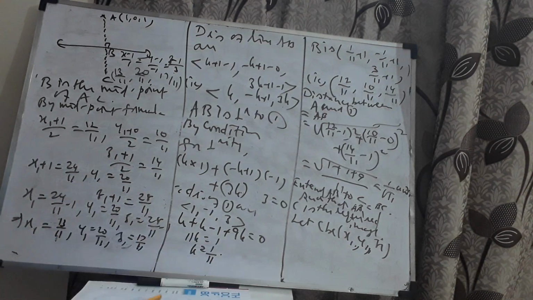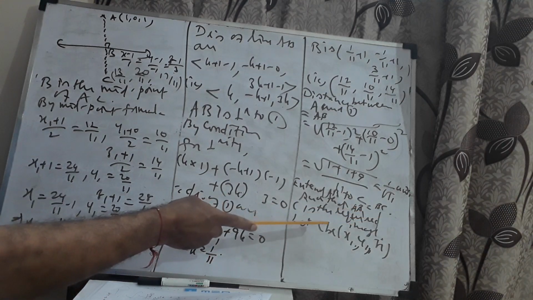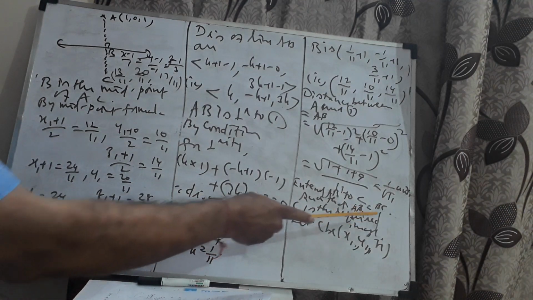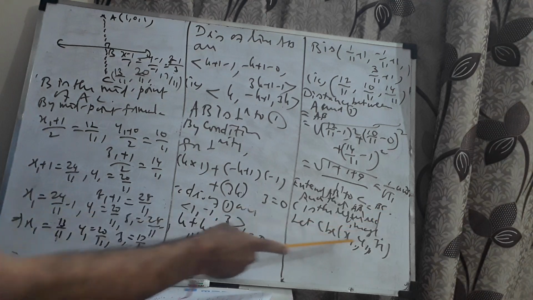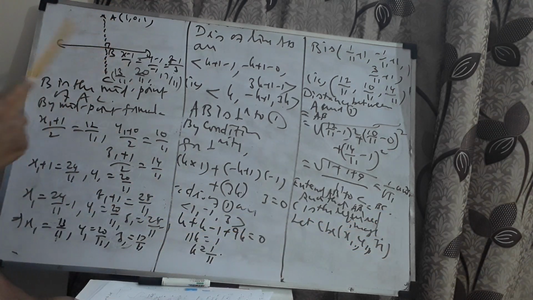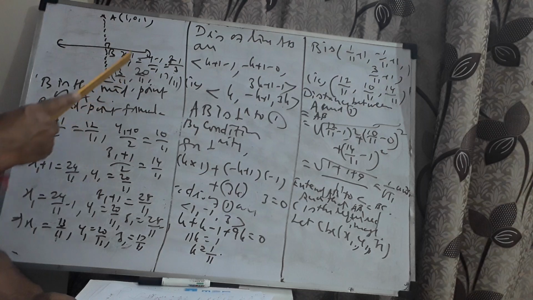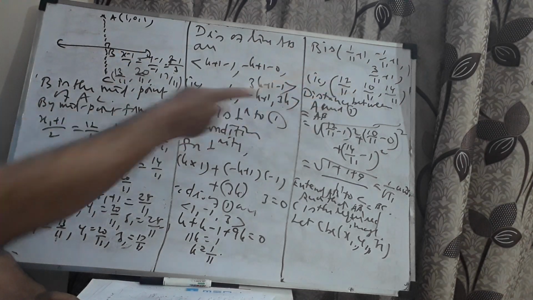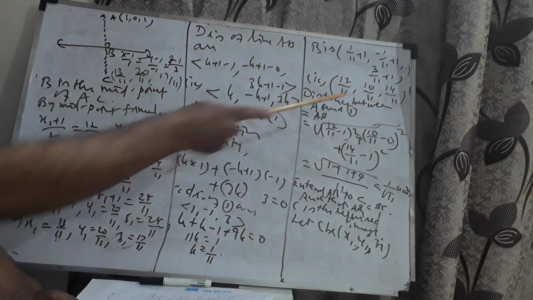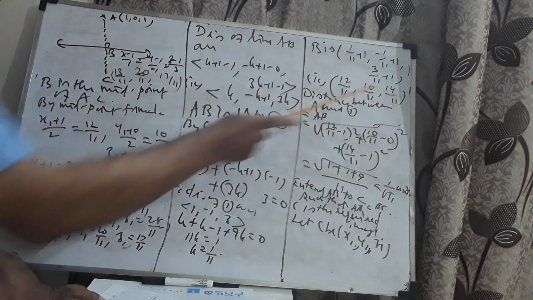Let me just repeat the whole process. Extend AB to C, as I explained from here, so that AB equals BC. Now C is the required image. I assume C to be x1, y1, z1. Now B is the midpoint of AC. Now apply the midpoint formula. x1 plus 1 by 2 is equal to the x coordinate here, 12 by 11. y1 plus 0 by 2 is equal to 10 by 11, the y coordinate. z1 plus 1 by 2 is equal to 14 by 11, the z coordinate.